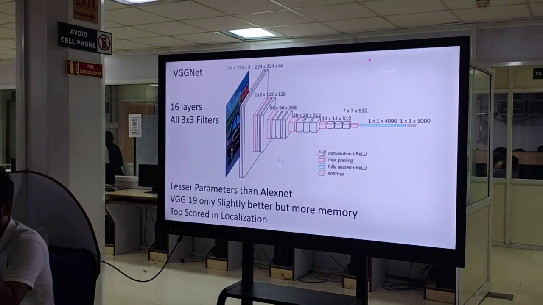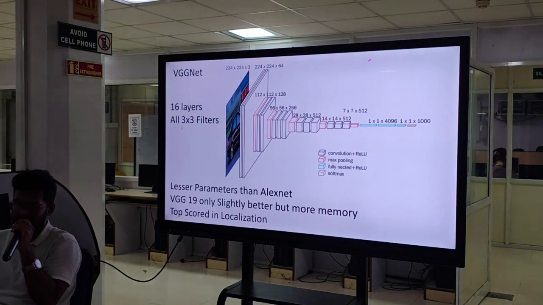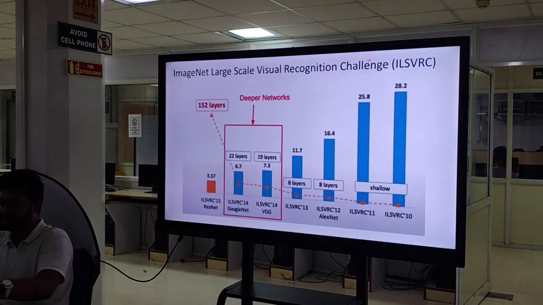That's one thing. Okay. And what is one more thing? All the 16 layers contain 3 cross 3 as the filter size. All the filters utilized use 3 cross 3 as the image filter size. With this, they were able to get a pretty decent result. They were getting 93% accuracy, 7% was the error rate, in 2001.